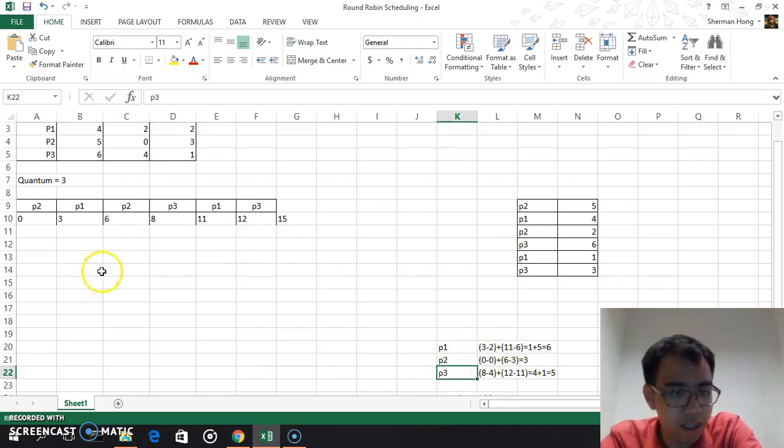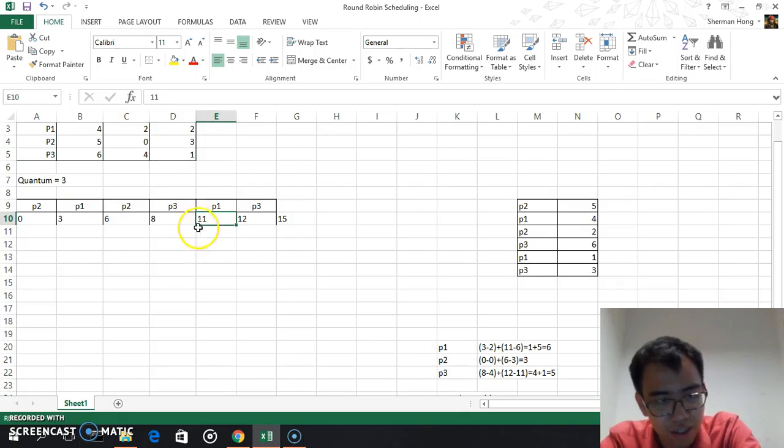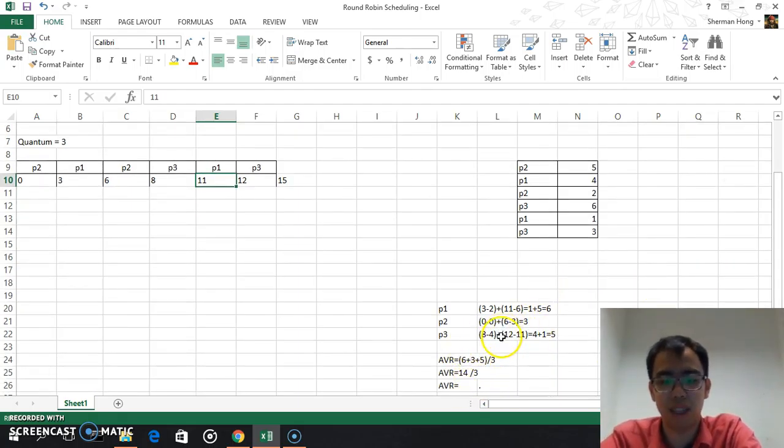12 minus 11. So the 11 you get from the ending point of the first P3. So you take 12 minus 11, and you get 4 plus 1, which equals 5. And 5 is the waiting time for P3.